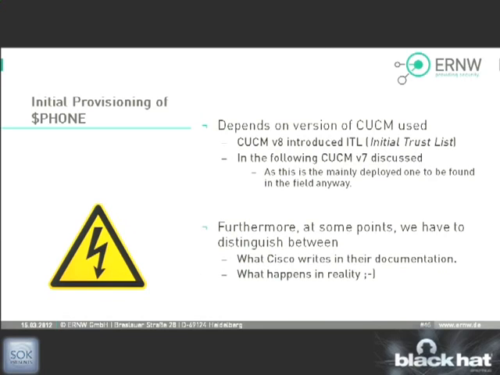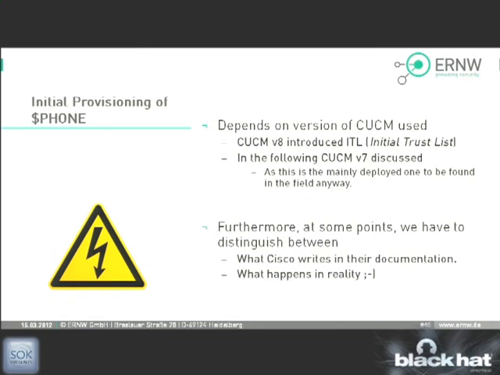Now the phones come into play. The initial provisioning of the phone depends on certain factors. So first, we have to distinguish between the version of the call manager used. We focus on call manager 7 as it's the one that is most widely deployed. Call manager version 8 introduced some new entity, the initial trust list, which we have not looked at so far.